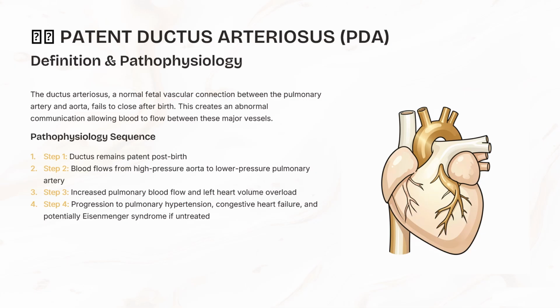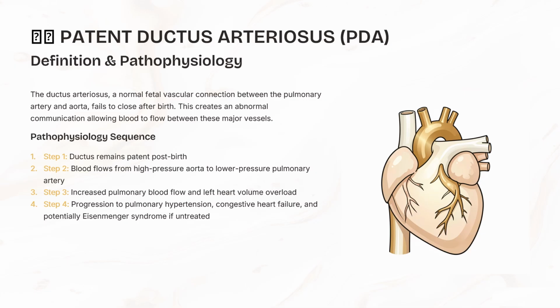So this creates an abnormal communication between the pulmonary artery and aorta. This allows blood to flow between these major vessels. If you talk about the pathophysiology, it has some steps. First of all, the ductus remains patent post birth. It means after birth also, there is a connection between the pulmonary artery and aorta, which allows blood to move from the high pressure aorta to the lower pressure pulmonary artery.